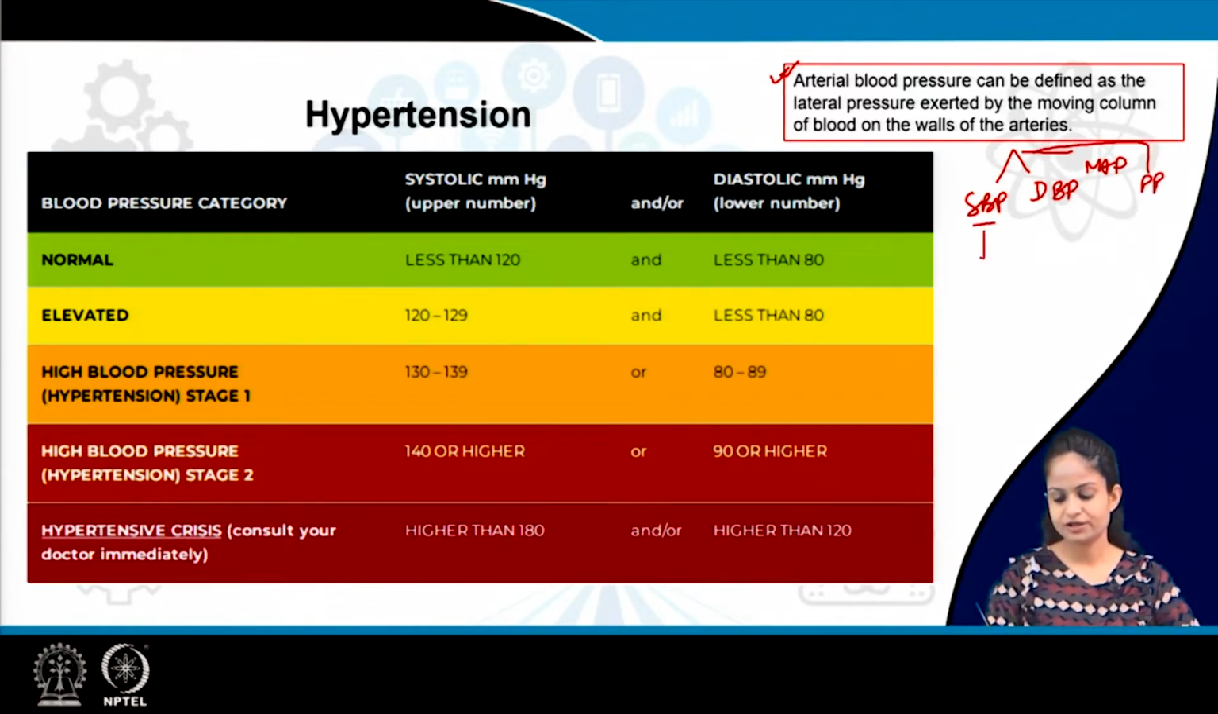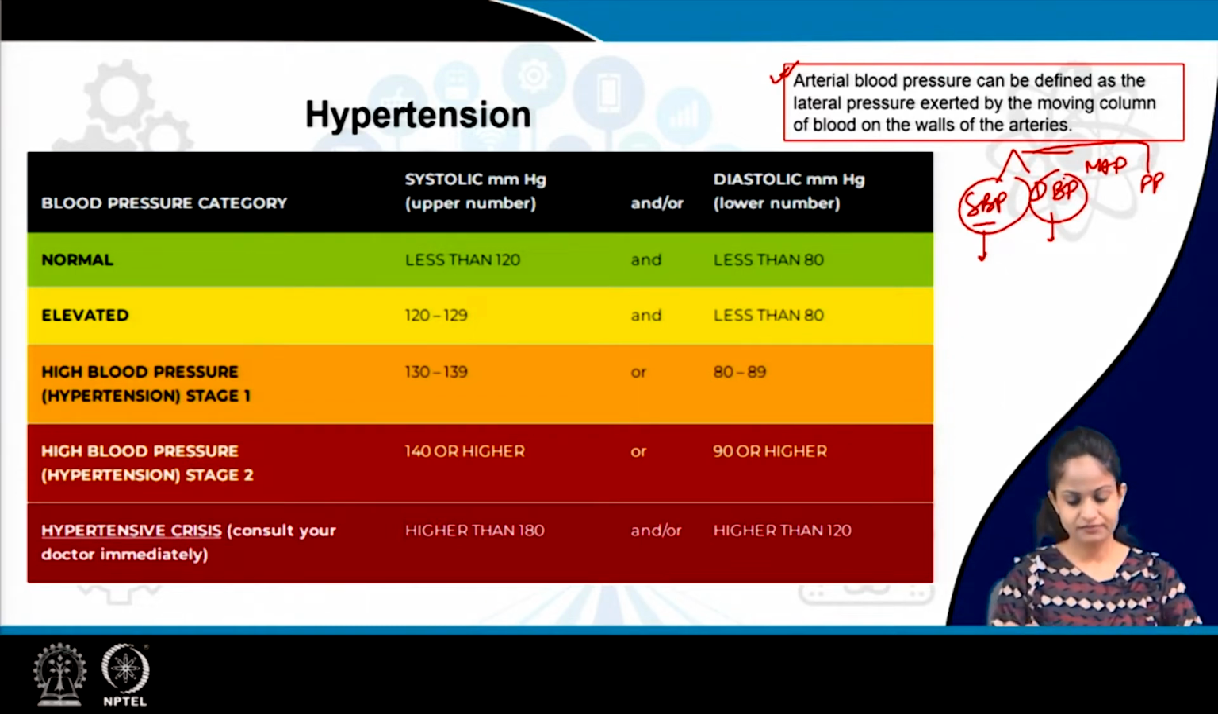Now, systolic blood pressure means the maximum pressure which is occurring during the beating of the heart, and diastolic blood pressure means the minimum pressure which is present when the heart is resting. So, that is why these two entities are very important when we talk about hypertension. Now, the classifications of various stages of hypertension usually come and go.